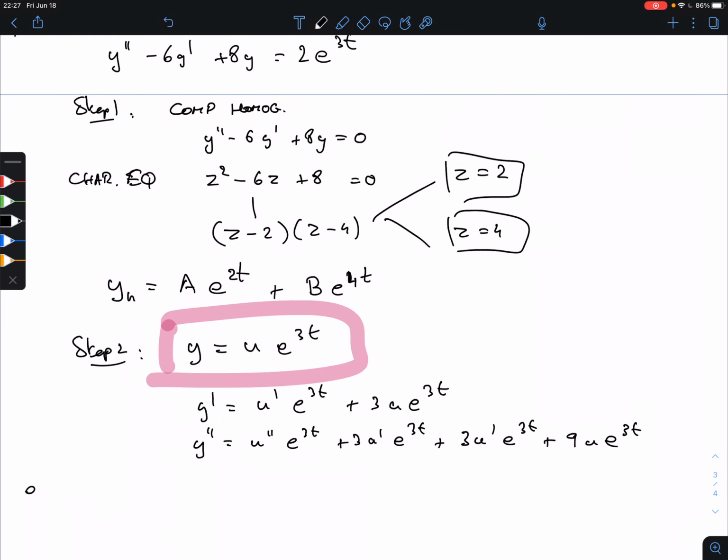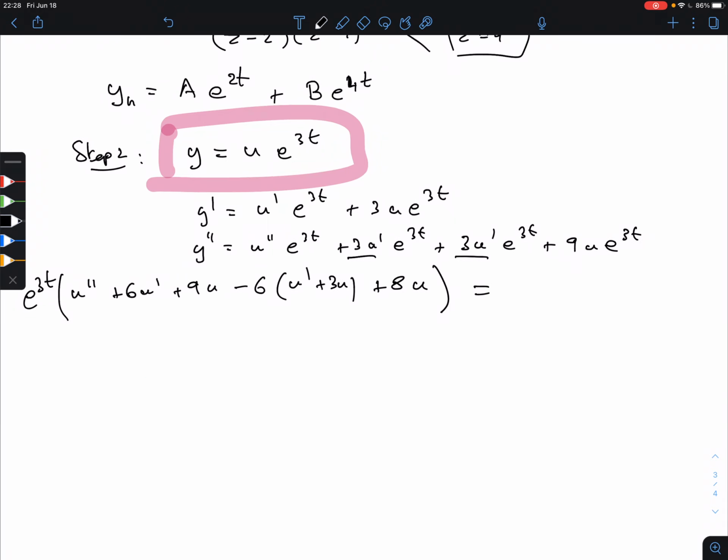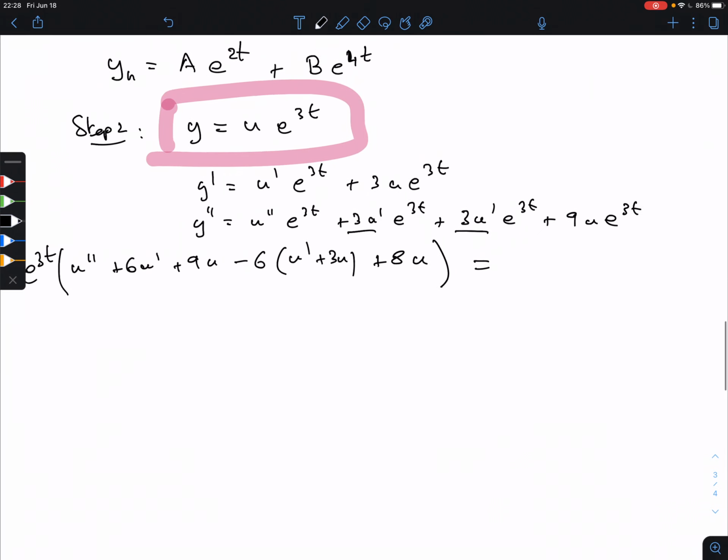We know that by virtue of this substitution, this exponential has to be factored out. So what do we have left? For y prime, we have a u double prime here, we have a 3u prime and 3u prime, that add up to 6u prime, and then we have a 9u. This is y double prime. So now minus 6 times, don't forget the coefficients, right? Minus 6 times y prime, and y prime is u prime plus 3u, and then plus 8 times y, which is just a u. So this is what we get, and this should be equal to 2 times e^(3t).